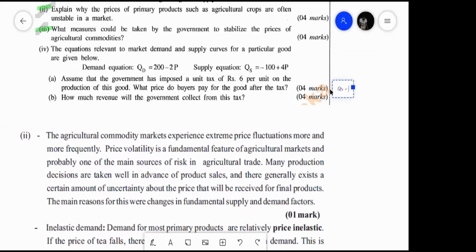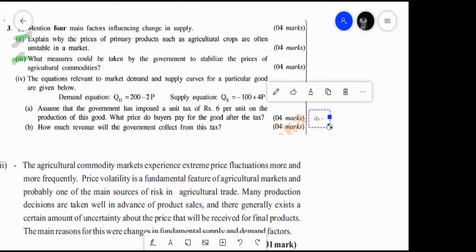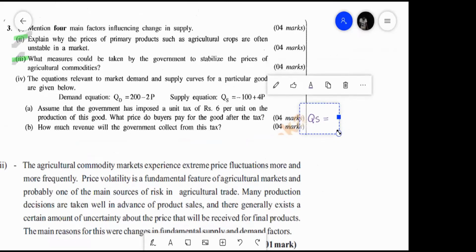The new supply equation after tax, first thing, after this tax. So QS equals minus 100 plus 4P. There's a tax of 6 rupees. What is the new supply equation? The supply equation after tax, minus 124 plus 4P. Okay, minus 124 plus 4P.